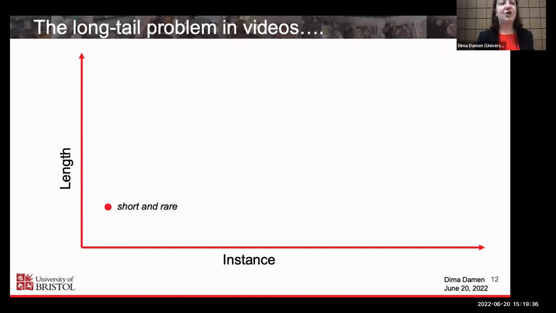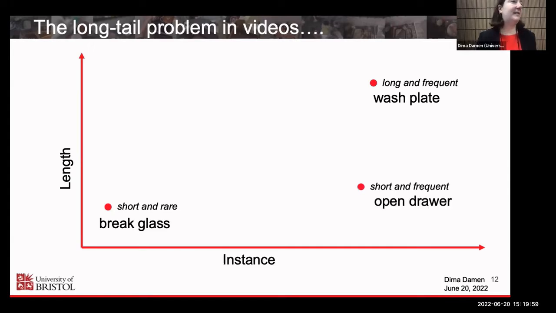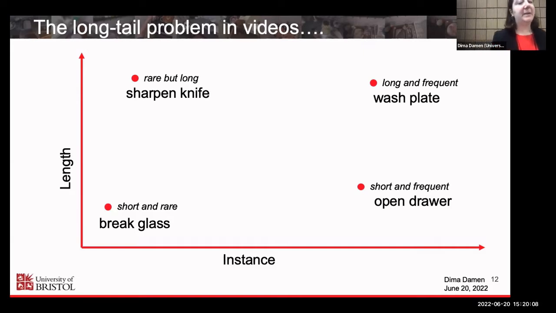You have these short and rare actions, like breaking glass. It's instantaneous, but if you want to recognize it, you're not going to find enough examples and you're not going to find enough frames. Of course, there is the other extreme of things that are long and frequent, like washing dishes. There is also the thing that is short and frequent, like opening drawers or opening the oven. But you have rare and long, like sharpening the knife. And why am I making the distinction that length really matters?